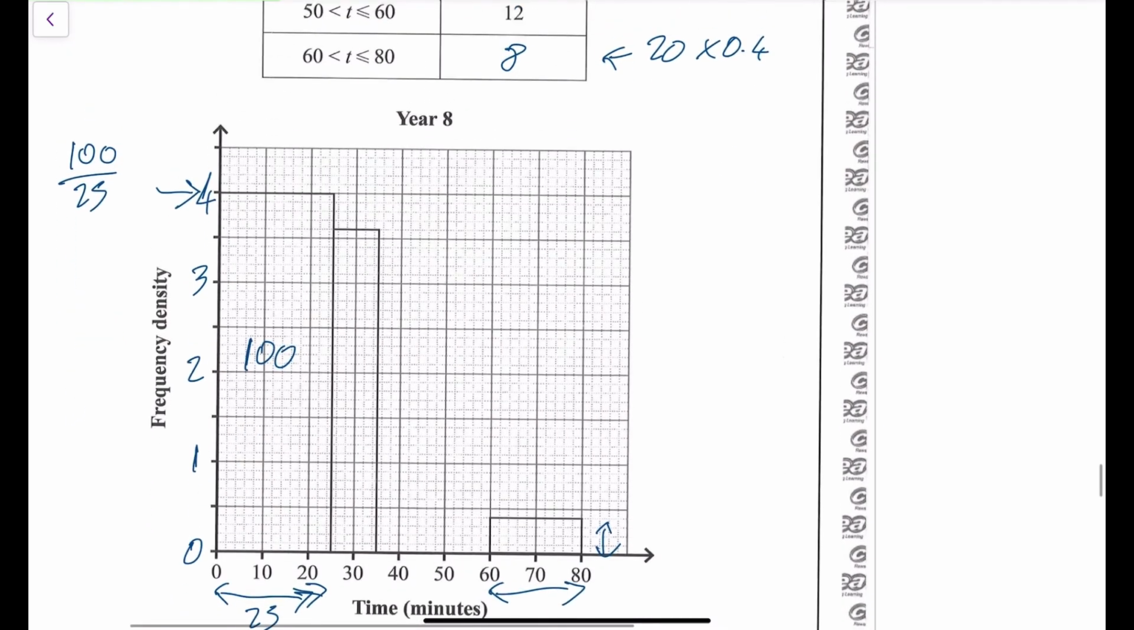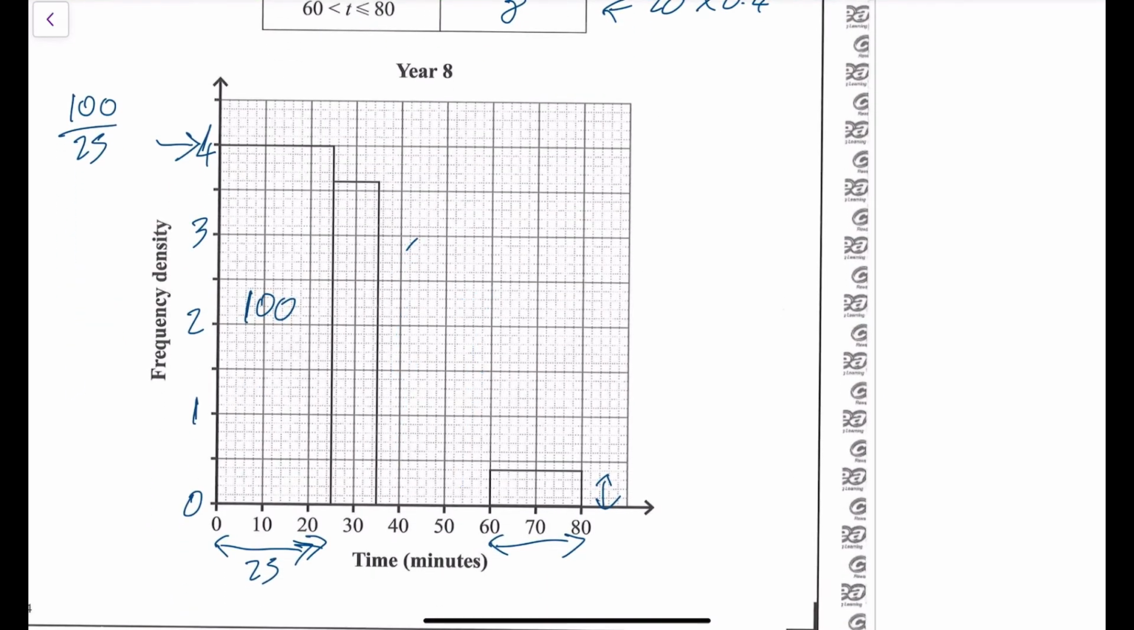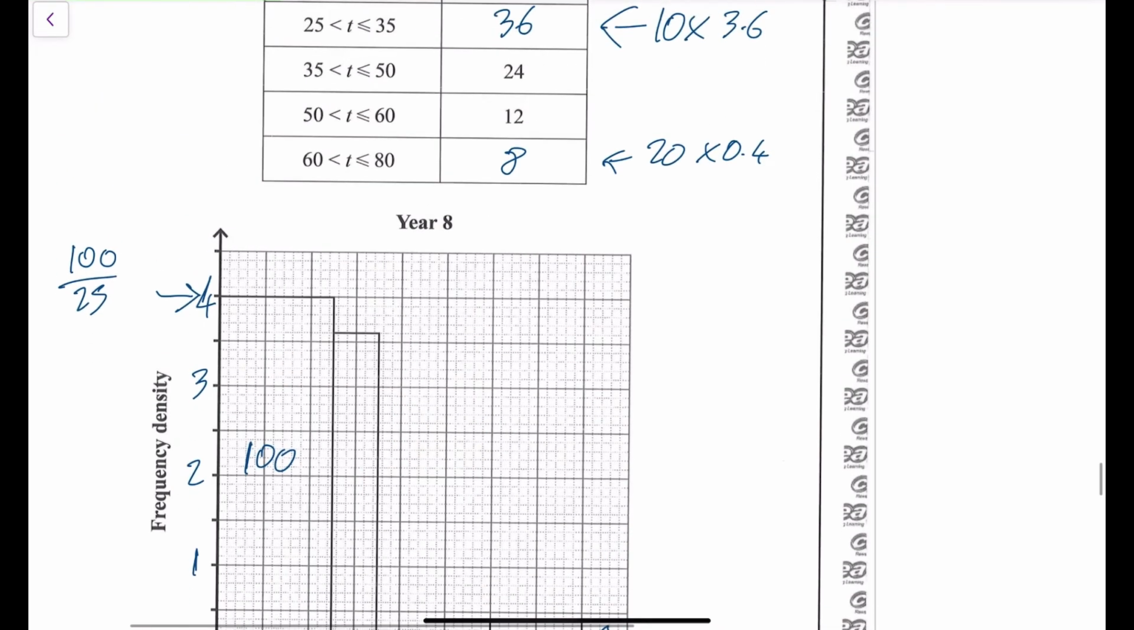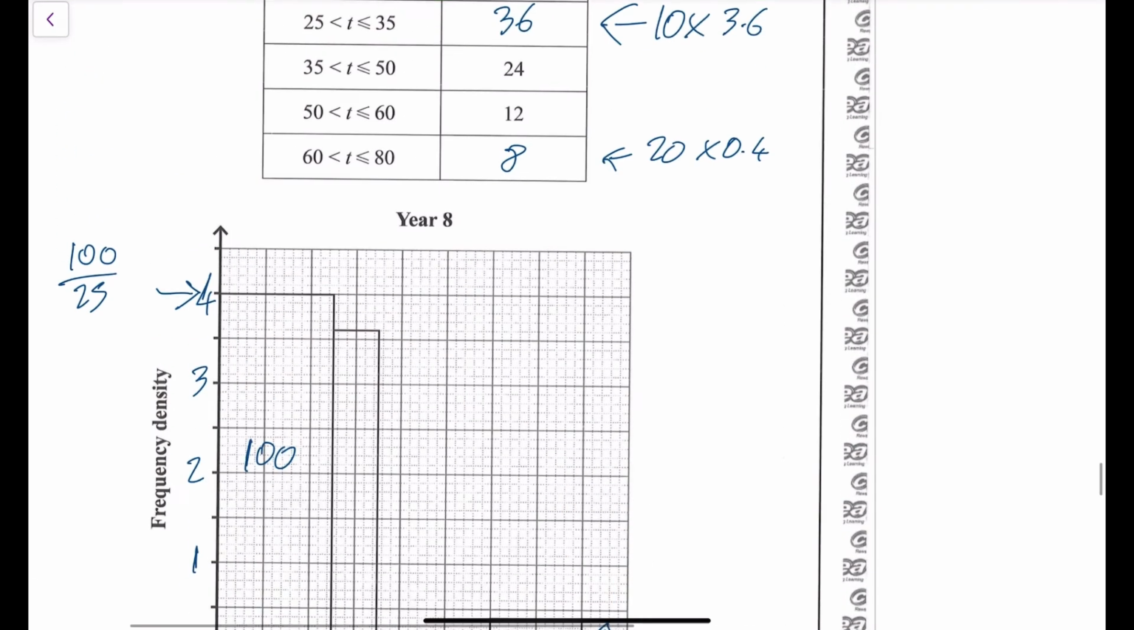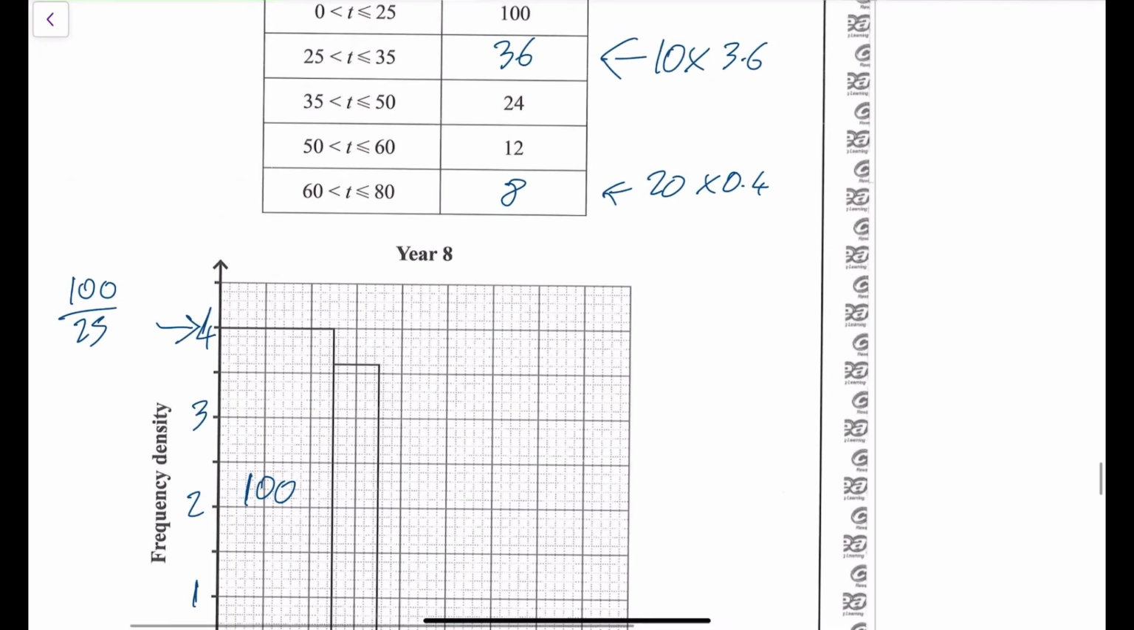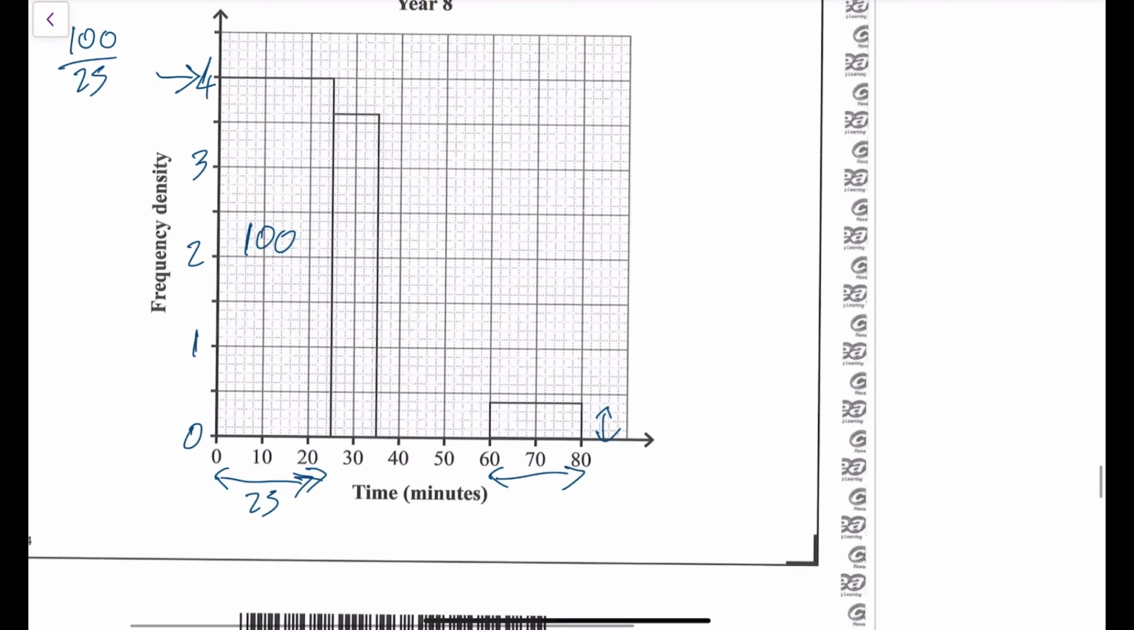Okay, the other thing we've got to do is draw another couple of boxes in here. So we're going to look back at our table and do that. So from 35 to 50, it was a frequency of 24. So the frequency density for this one is the frequency divided by the class width. So frequency 24 divided by 15 gives me 1.6. I'll try and do it with a ruler here. So 35 to 50, 1.6 is going to be here.